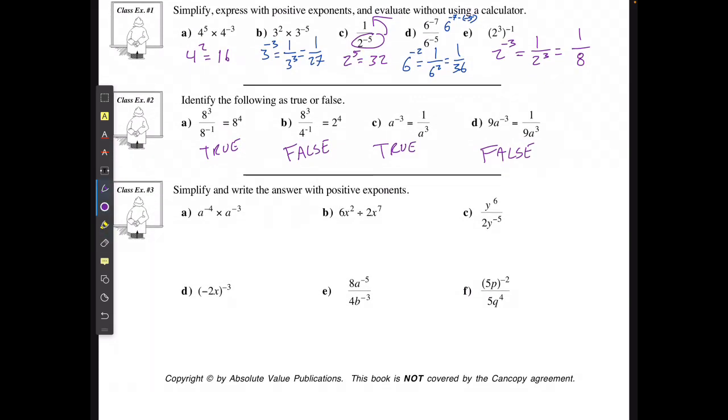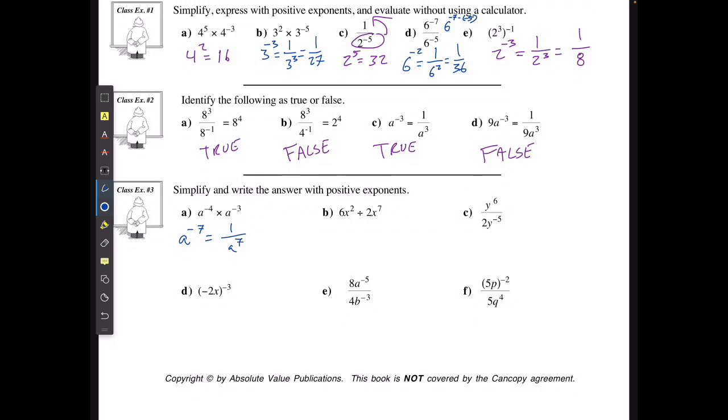So if I need to simplify and answer with positive exponents, I'm doing the same process that I did with example 1. It's just in this case I can't solve them because they have variables. So negative 4 and negative 3 combine to make a to the negative 7, which is the same as 1 over a to the power of 7.